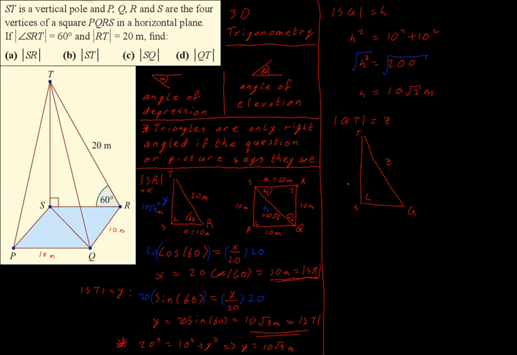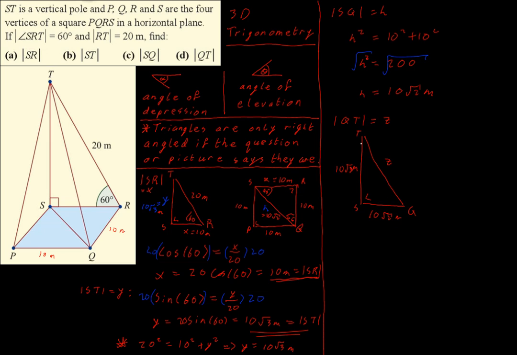Let's see what information I've already got. My original diagram has very little information for me, but I know I have found SQ during this question. It was 10 root 2. And I found ST during the question. That was my Y. That was 10 root 3. And they're both in meters. So I've filled in the information that I've got.